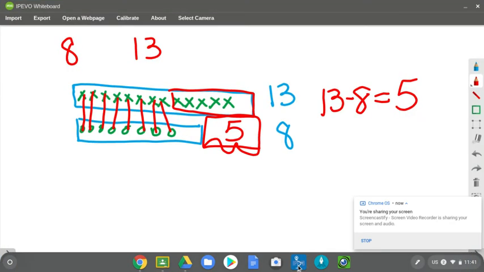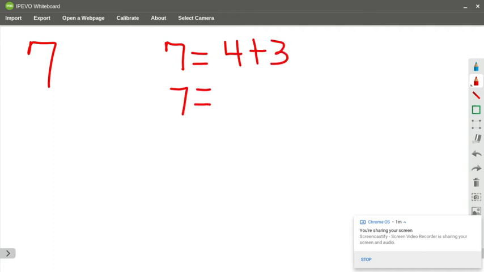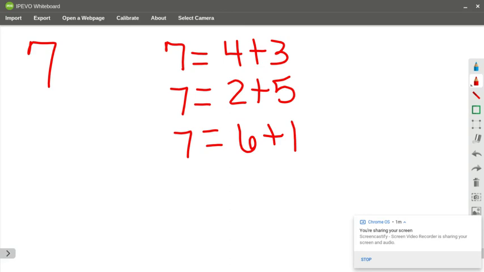Okay. So if I decide to have the answer 7, my answer is going to be 7. What is the question? Well, my question could be something like, I know 7 equals 4 plus 3. I know that 7 equals 2 plus 5. I know that 7 equals 6 plus 1, and so forth. And I could also do the same thing with subtraction.